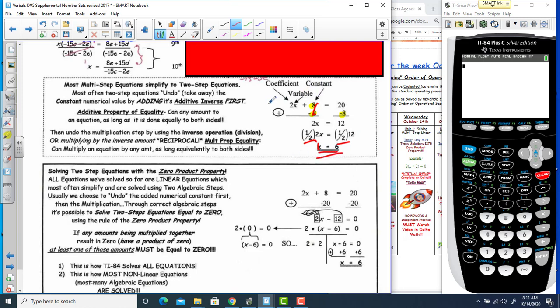Thing one, it goes over a lot of the properties that we're going to use in all of our algebraic solutions and solvings throughout the year. Most often when we solve equations, our goal is to get them down to a 2-step by simplifying the expressions appropriately and using correct algebraic steps.